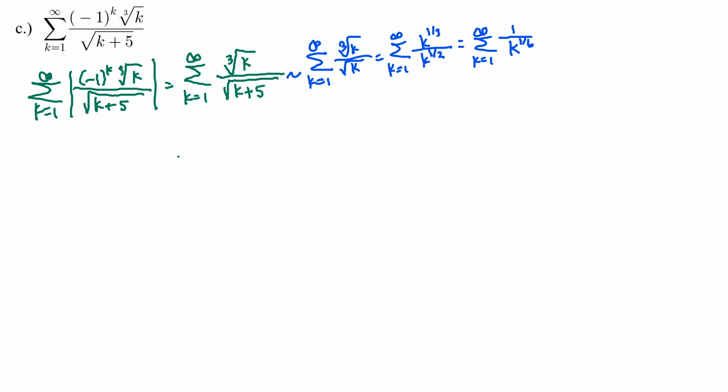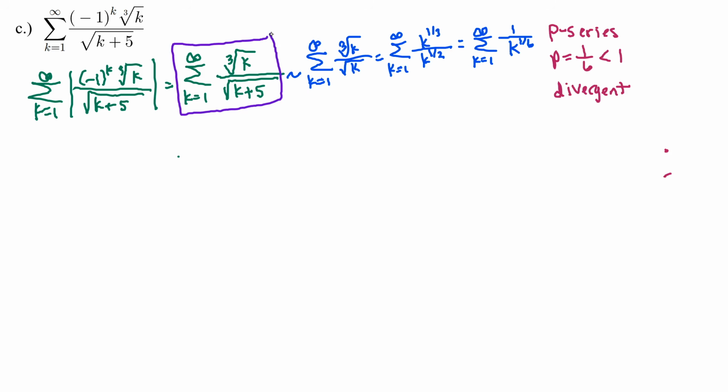So hopefully you recognize this as a p-series. In this case, the p-value is 1/6. It is less than 1. So we are dealing with a divergent p-series. So we're going to take this series and apply the limit comparison test with this series.